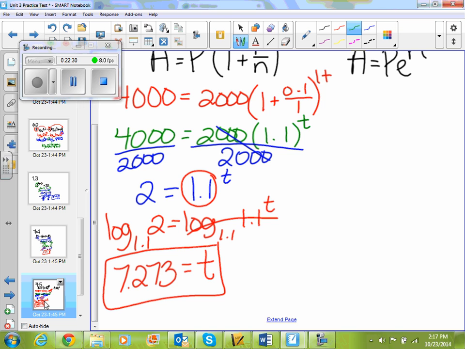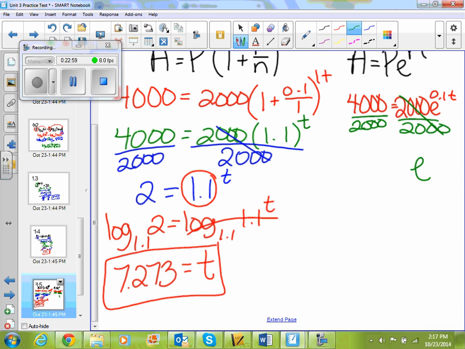If we look at continuously, then our amount is also going to be 4,000. Our principal was 2,000. My rate was 0.1. And time is what I'm looking for. Okay, this one's easier. There's less steps. So first I'm going to divide by 2,000. So I get e to the 0.1 t equals 2.